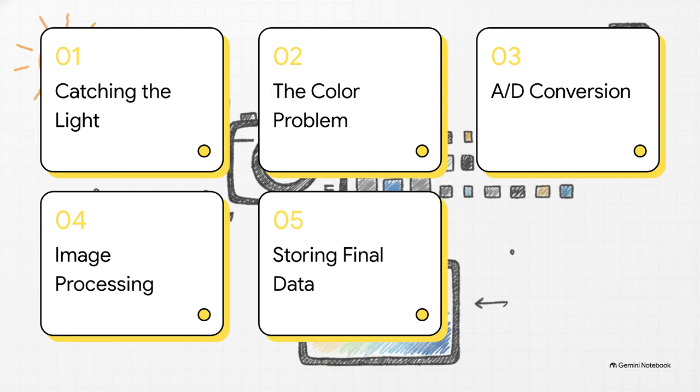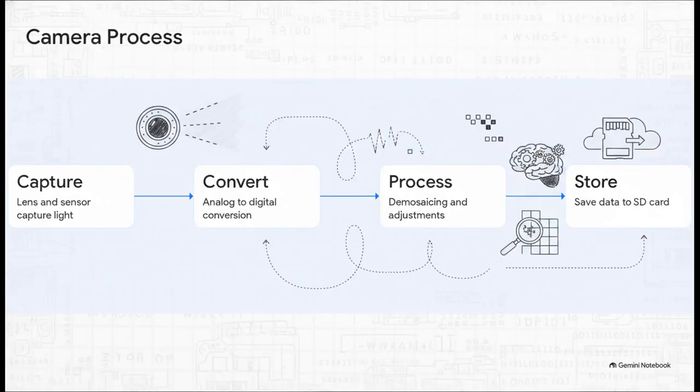Our agenda covers 5 distinct stages: catching the light, the color problem, analog to digital conversion, processing the digital image, and finally, storing the final data. To make this journey super easy to follow, we're using a really handy 4-step memory trick as our roadmap: capture, convert, process, and store. Keep this roadmap in your head, and the entire complex pipeline of digital photography makes perfect sense. Let's move to step 1.